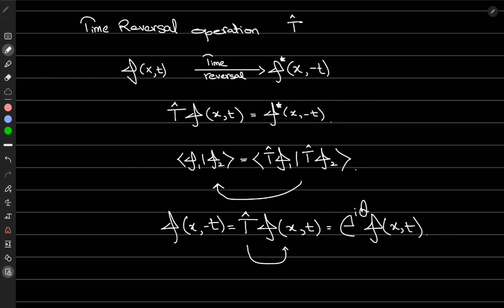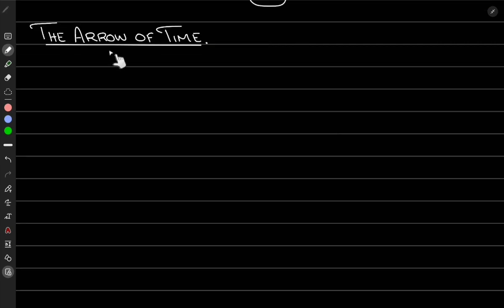Right. So that is more or less the mathematics of time reversal. We're not going to go any deeper into the mathematics of this concept now. We're going to move now and talk about the concept of the arrow of time. Now, this concept of arrow of time is closely related to what we were just talking about, the time reversal symmetry.